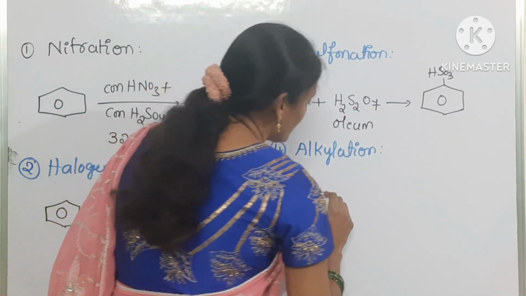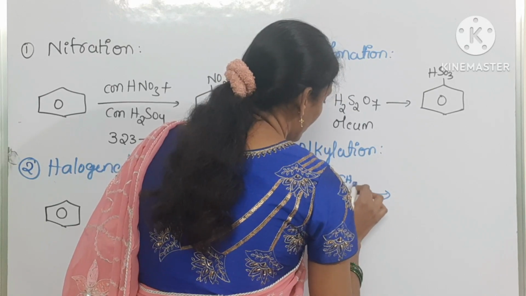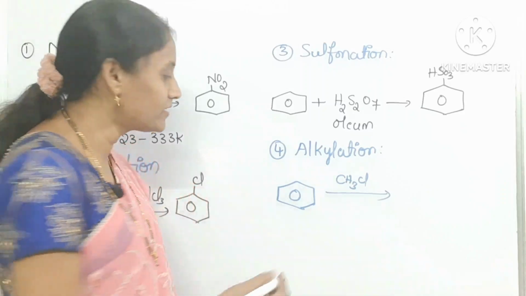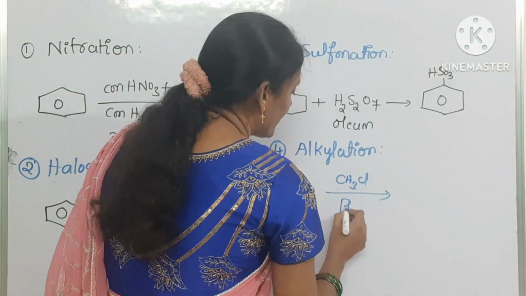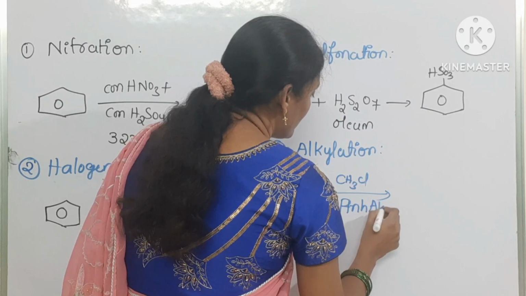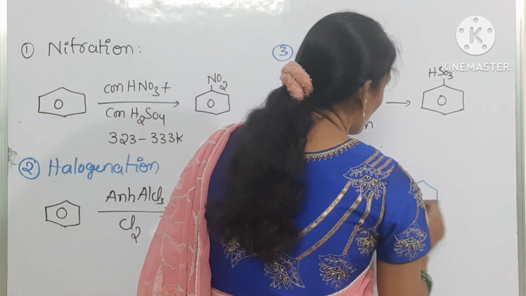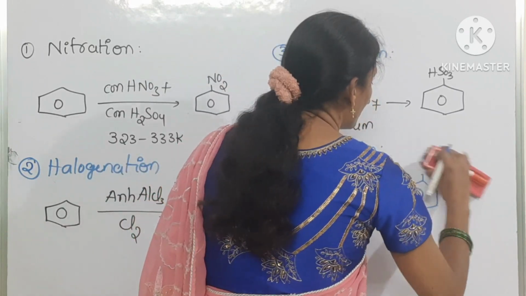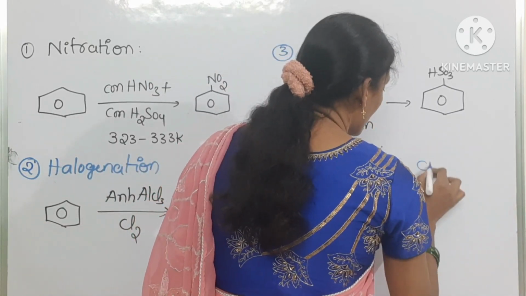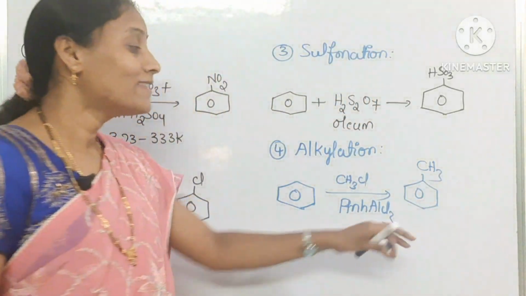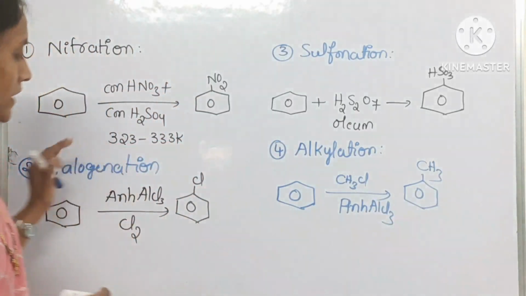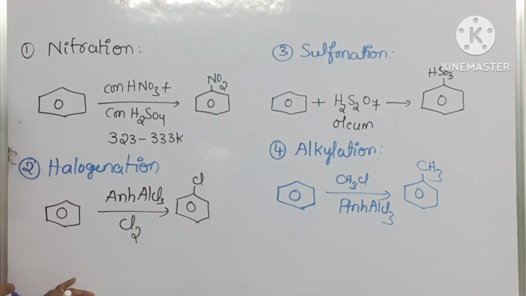I am writing CH3Cl, methyl chloride, here instead of alkyl halide. So, in presence of anhydrous AlCl3, I am getting, not chlorobenzene, sorry, methyl benzene, because here we are getting alkyl benzene, so that is methyl benzene. This is also known as toluene. Okay, next we will move to the remaining chemical properties.